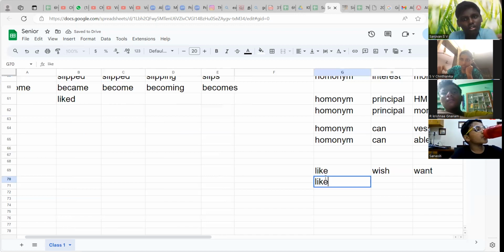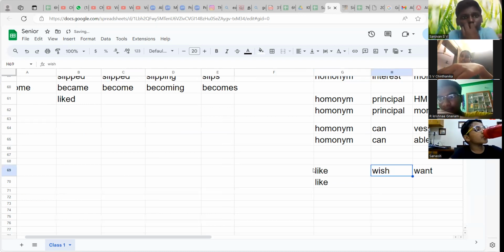Can you give me this? One is like, I like it, I love it. But what is the other like? Easy, you know it, Sanjeevan. Only it's not coming out. Favorite. Oh, that's favorite here. This is the like.